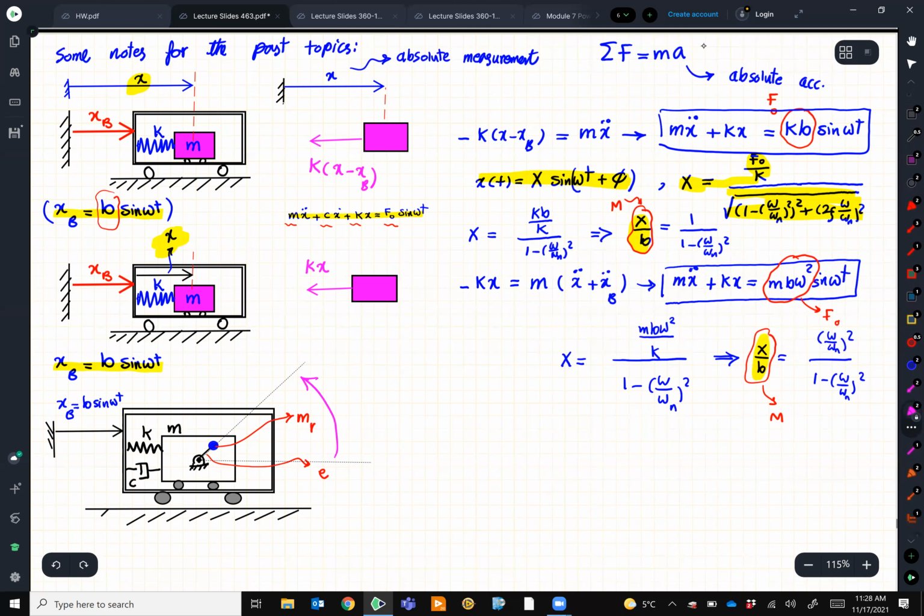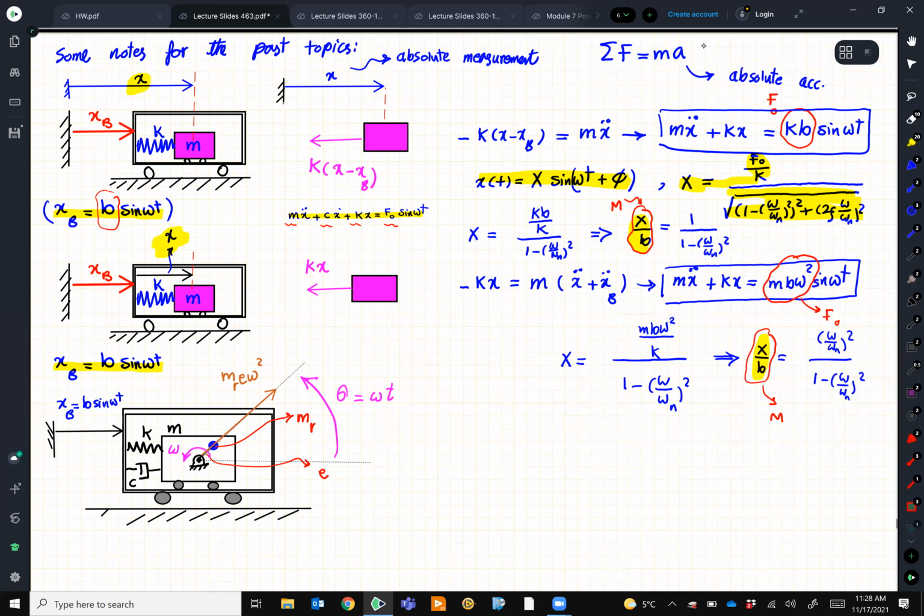Call this angle theta, and theta is equal to omega t. Let's say this thing is rotating with speed omega. This mass is rotating with speed omega, so it's going to have a centrifugal force, and let's call that centrifugal force m r e omega squared. If you find its components, it has one horizontal component and one vertical component, which we are not interested in.